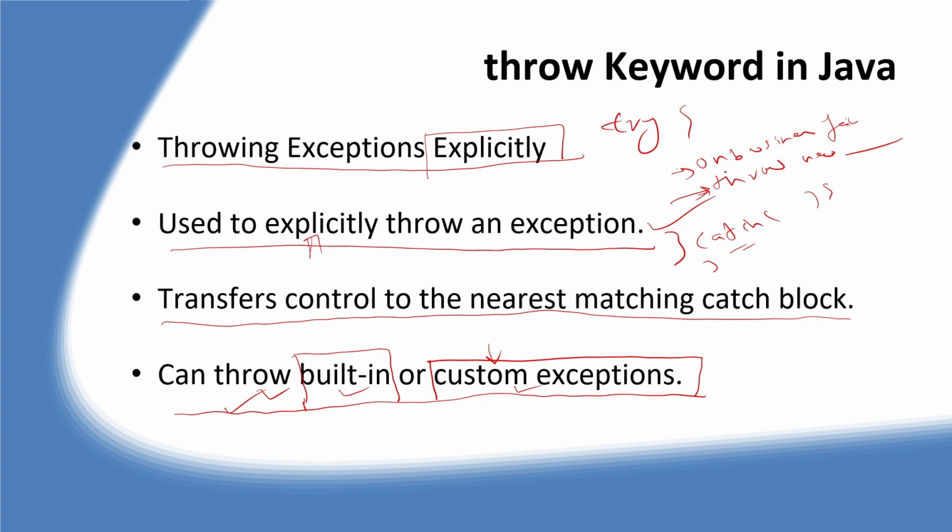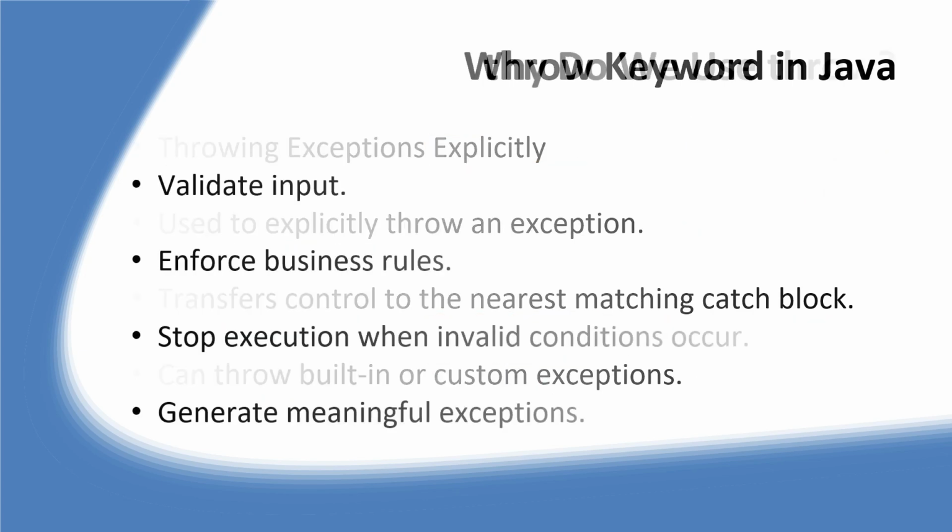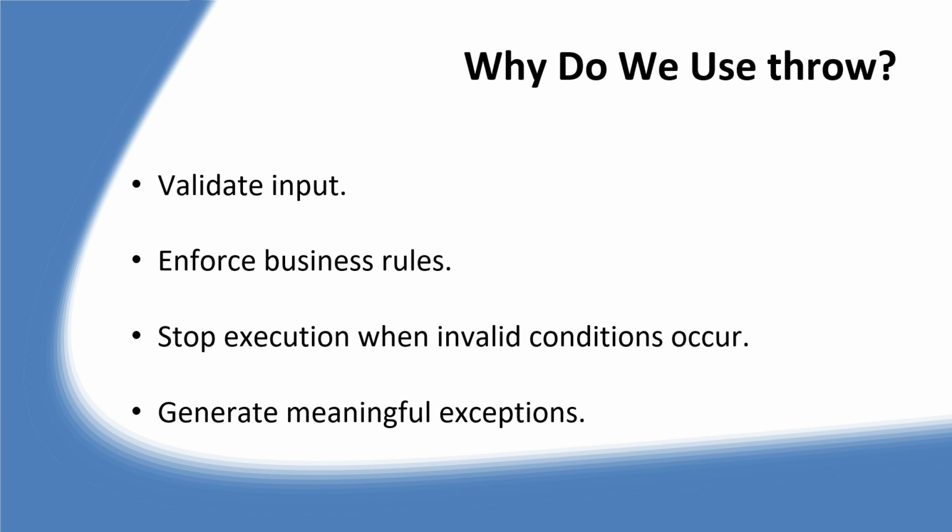So on failure of any business logic inside the try block, if we want to throw any exception based on our need, we will use the throw keyword. Why do we use throw? What is the use of throw? The throw keyword is useful when you want to stop execution. And why are we stopping execution? Because the condition is invalid. Invalid conditions occur.